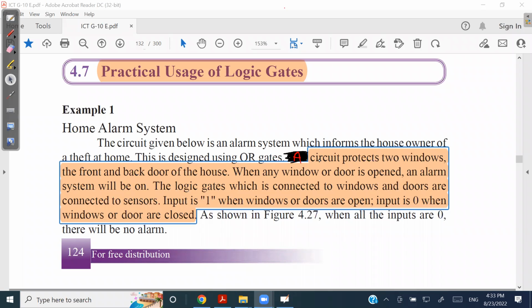All right, are we done with this scenario? Anyone who is still writing? All right, so moving forward. After this paragraph, we have to add a little to the same paragraph. Your paragraph ends with input is 0 when windows or door are closed. So then continue the same paragraph with this.